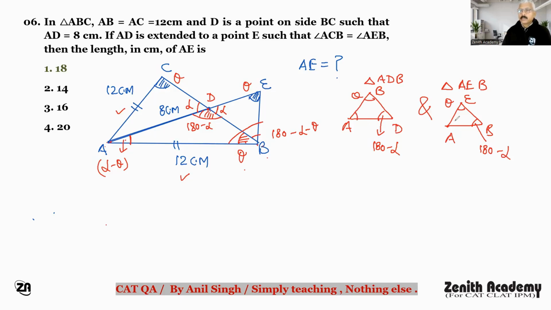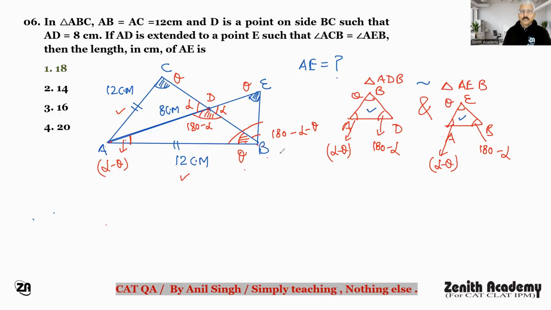This angle is common, so definitely equal to each other. So this is going to be alpha minus theta. This will be alpha minus theta. So I think now it is very clear to understand. Both these two triangles are equiangular triangles. Equiangular means these two triangles are similar to each other. And when it's similar, then their corresponding sides ratio must be equal to each other.